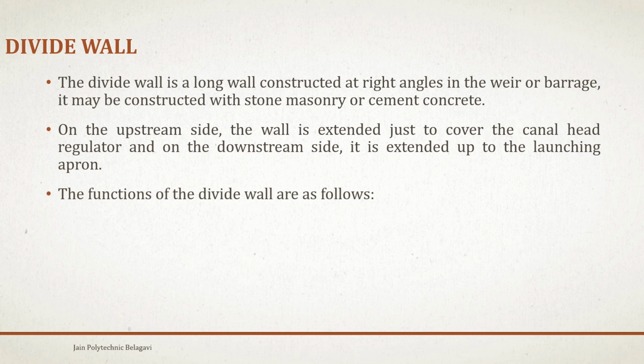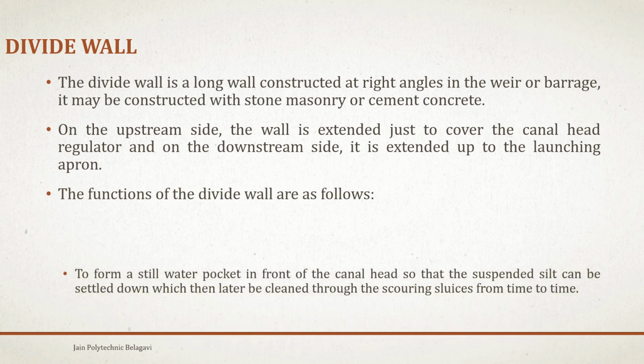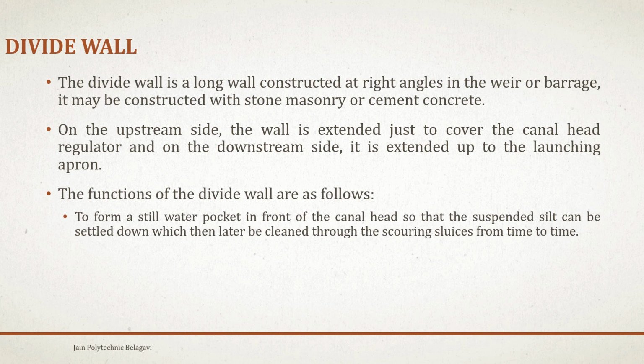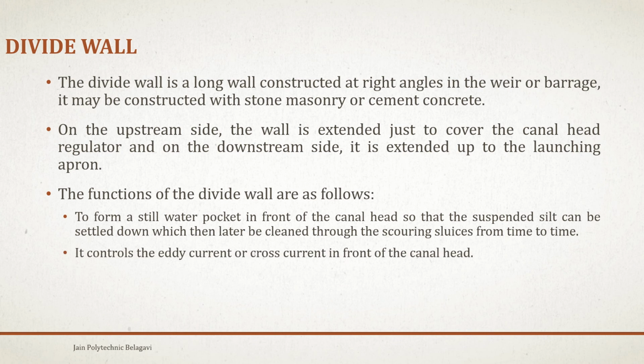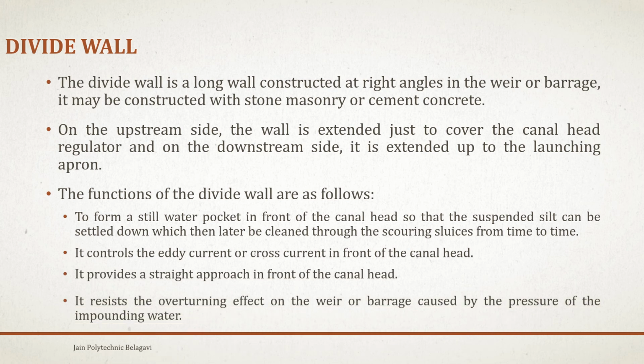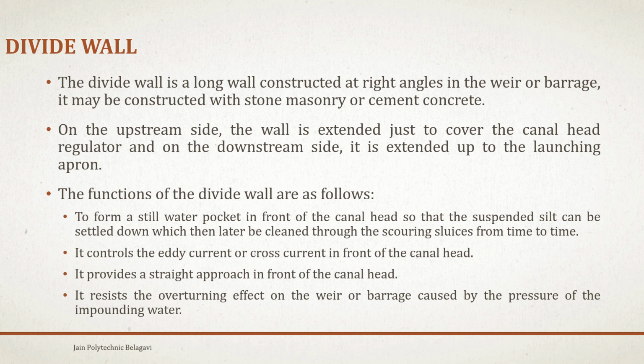The functions of this divide wall are as follows: to form a still water pocket in front of the canal head so that the suspended silt can be settled down, which can then be cleaned through the scouring sluices from time to time. It controls the eddy current or cross current in front of the canal head. It provides a straight approach in front of the canal head. It resists the overturning effect on the weir or barrage caused by the pressure of the impounding water.